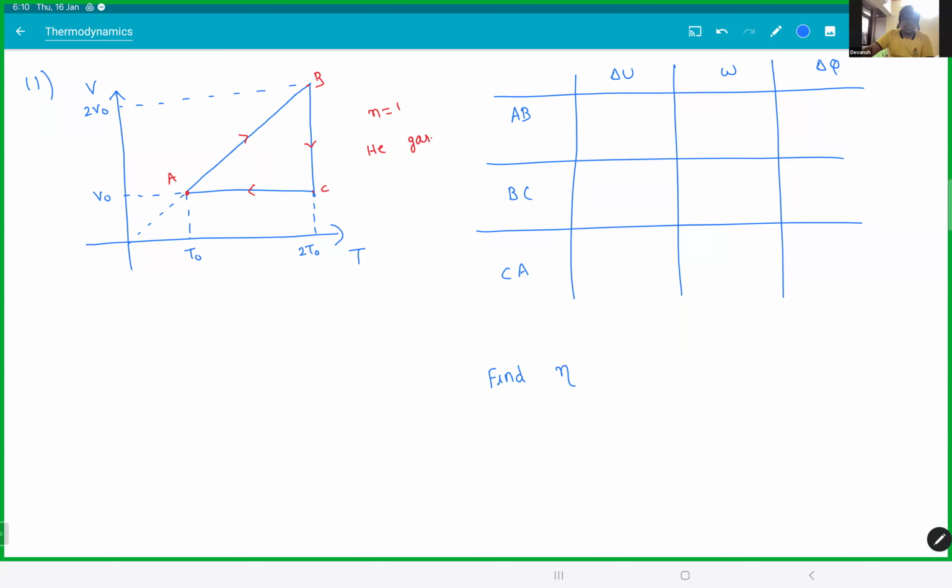Okay. Someone got 2 plus ln 4 by 5 plus ln 4. You're goofing up. You should take only positive heats. In the denominator, ln will not come. See.